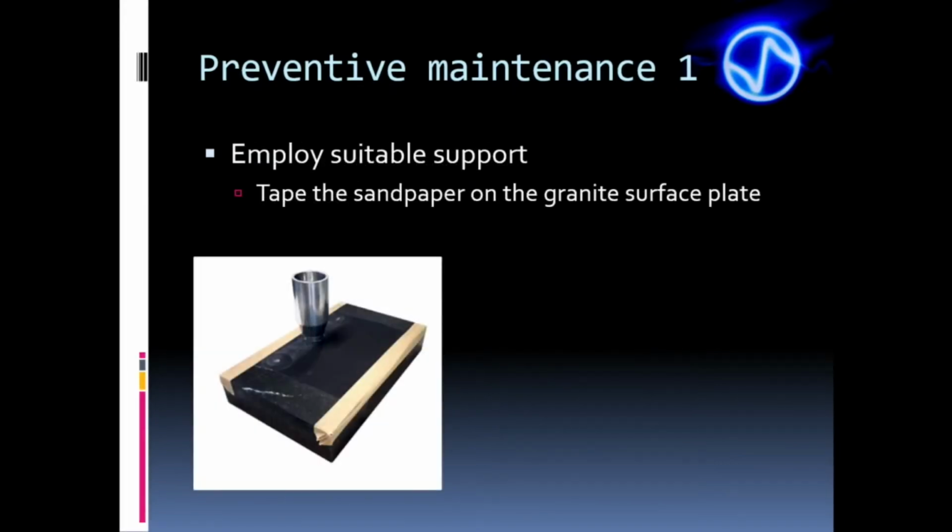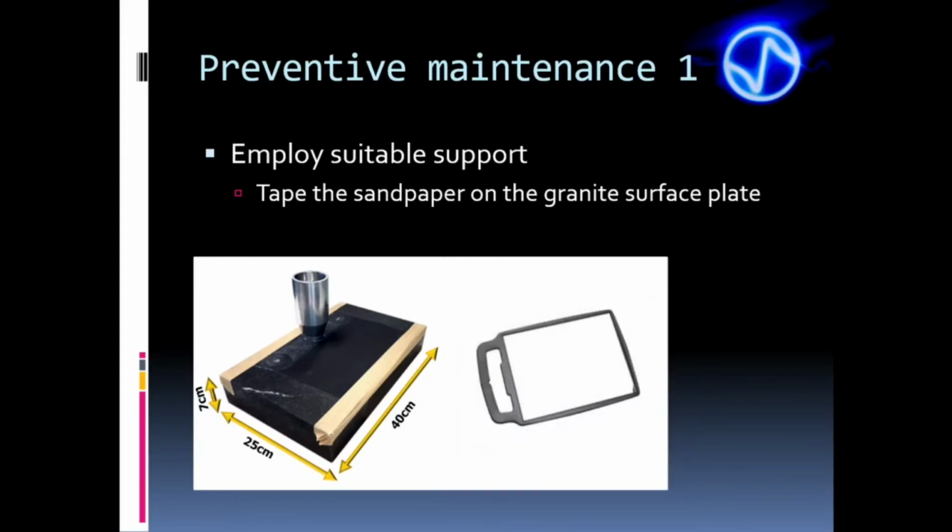Moreover, the elements must be sanded on a flat and smooth surface. To ensure a good support surface, we recommend the use of a granite surface plate. A 40 by 25 by 7 cm class 0 surface plate is sufficient and cheaper than a new ultrasonic component. An acceptable workaround is a mirror. We must tape the sandpaper to the surface plate.